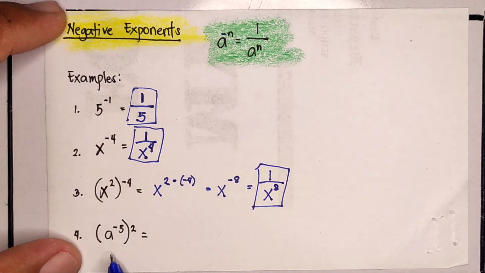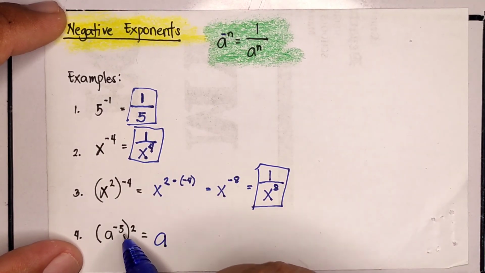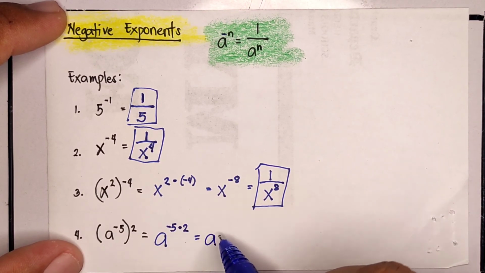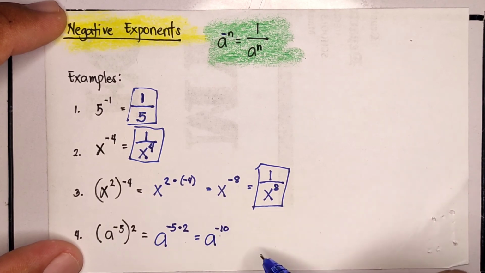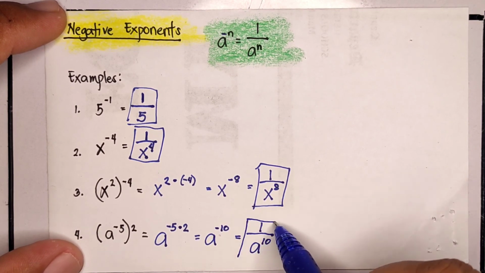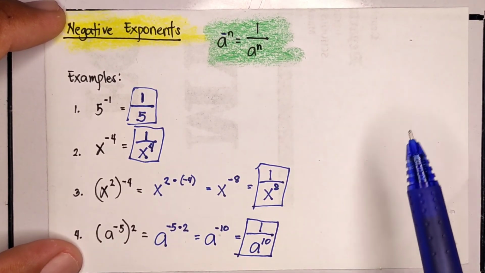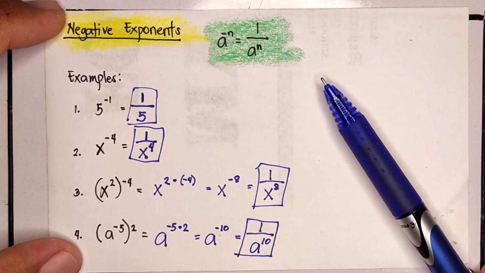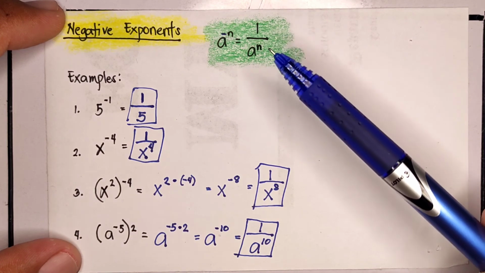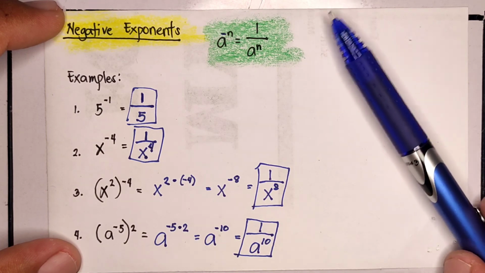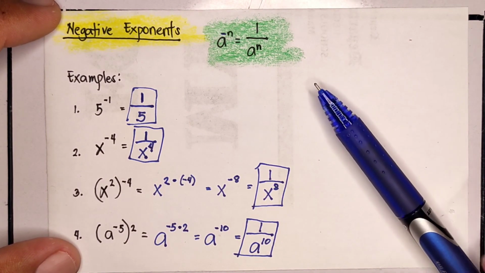The same on this example. You have here a, negative 5 times 2. And that is a raised to the power of negative 10. And that is 1 over a raised to the power of positive 10. Okay? And this would be our answer. And that is the negative exponents rule. If the exponent is negative, it becomes 1 over a raised to the power of n. It becomes now a positive exponent. Okay? That is a review on our law of exponents.